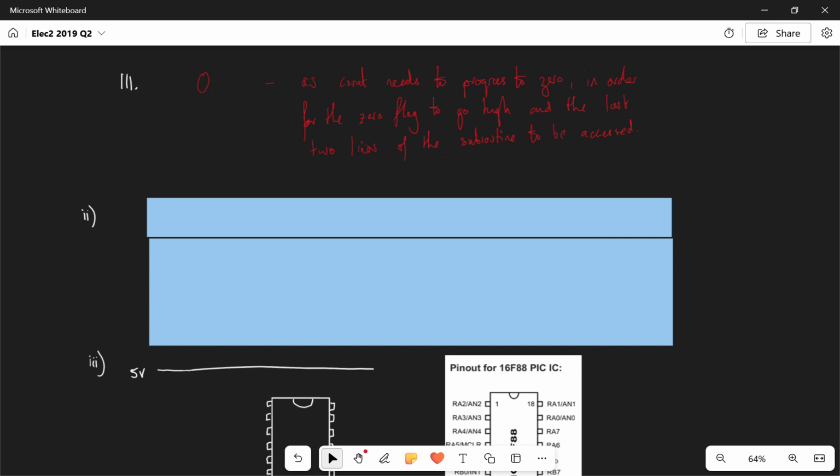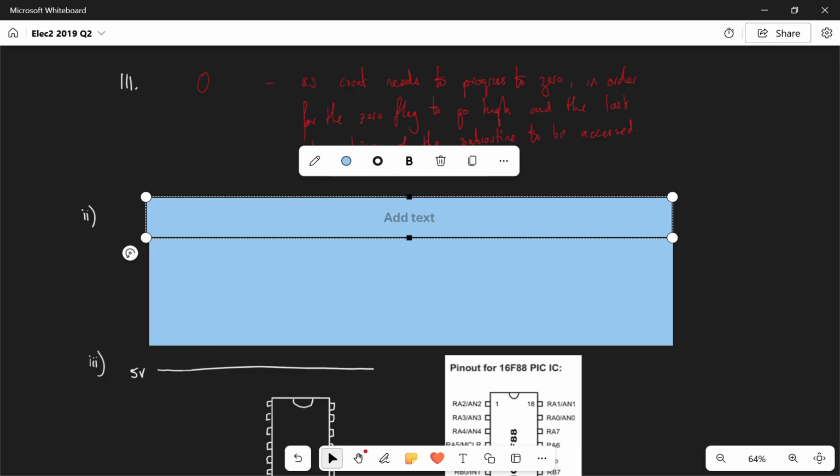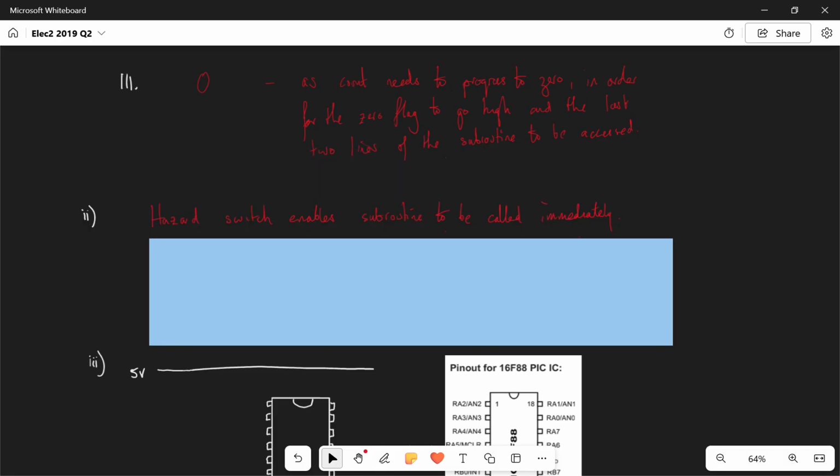Right, so part C, part 1. The hazard switch is connected to cause an interrupt when pressed. Why is it important that it's connected in this way rather than it be polled during the main program? Okay, so for this particular part of the question, the hazard switch enables a subroutine to be called immediately. And so this is a decision in your programming. Do you want it to be called immediately, or are you happy for a slight delay to occur?